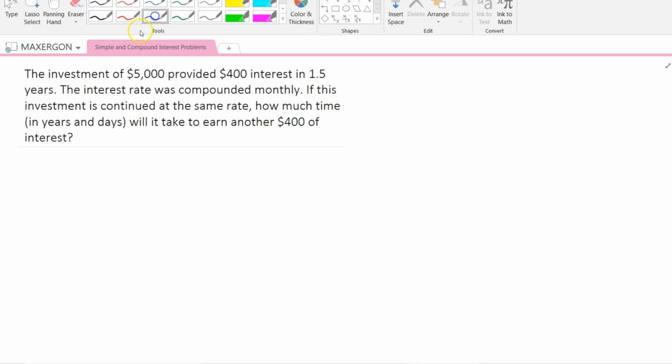Next problem is this. An investment of $5,000 provided $400 of interest in 1.5 years. The interest rate was compounded monthly. If this investment is continued at the same rate, how much more time in years and days will it take to earn another $400 of interest? Well, again, we already know the formula for I, and that's future value divided by present value, 1 divided by n, minus 1. So we'll use this formula to find the rate for the first part of this problem. In this problem, we don't know the rate, but the first part of this problem gives us information to find the rate.